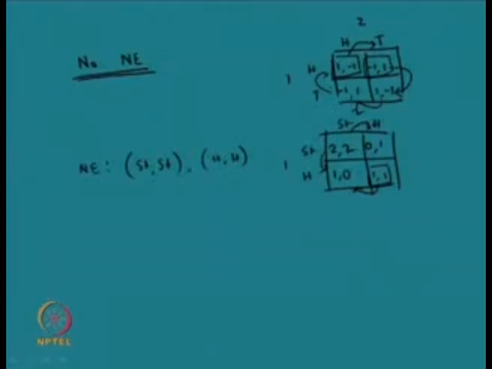Similarly, for player 2, player 2 is deviating. If player 2 deviates, she gets 0, which is worse. In this case, player 1 is deviating, and if she deviates, she gets 0, which is worse. So, this is not a Nash equilibrium, neither is this a Nash equilibrium. So, this is 1-1 is a Nash equilibrium, and 2-2 is also the payoffs in the Nash equilibrium profile.